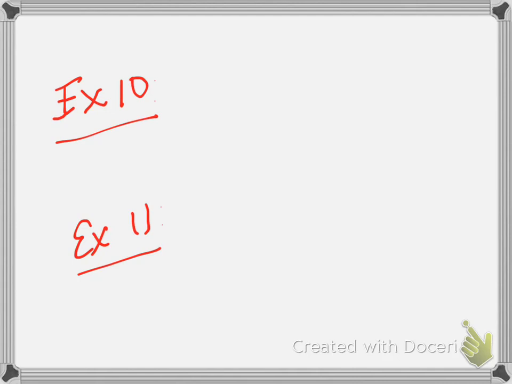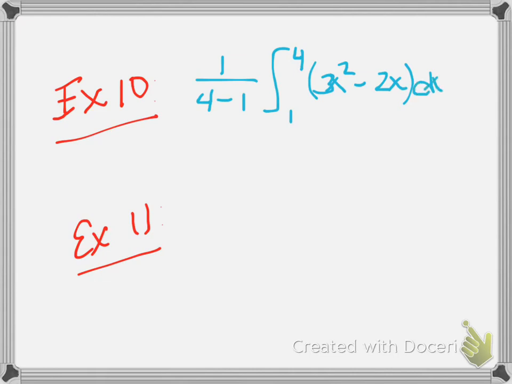Okay, set up for example 10 would look this way: 1 over 4 minus 1, integral from 1 to 4 of the given function, 3x squared minus 2x. And when all is said and done with that one, you should get a nice even 16. 11 is a little bit more involved.